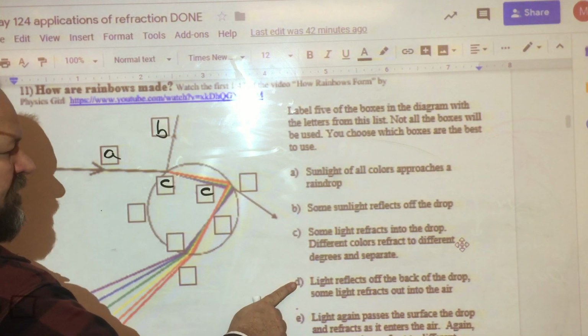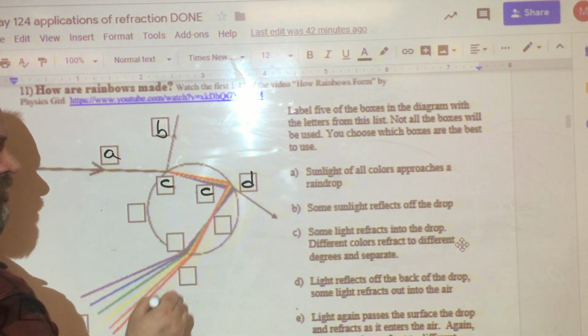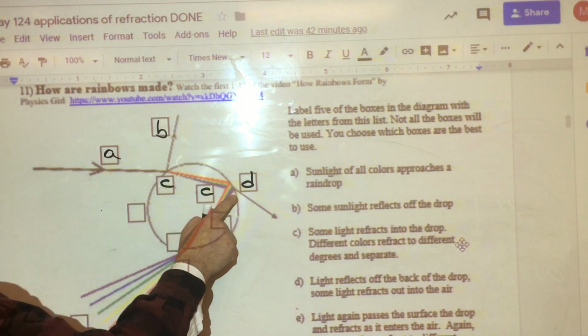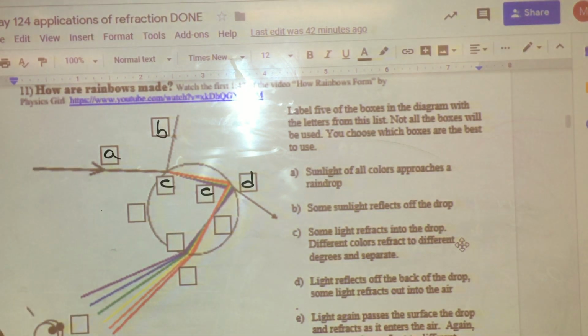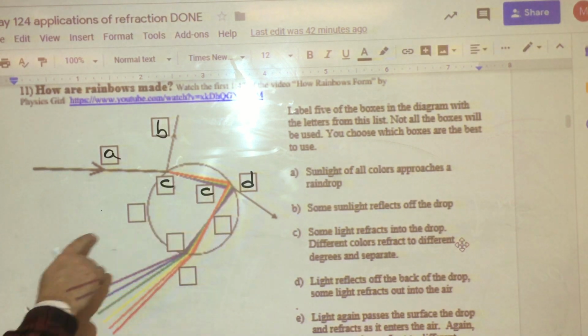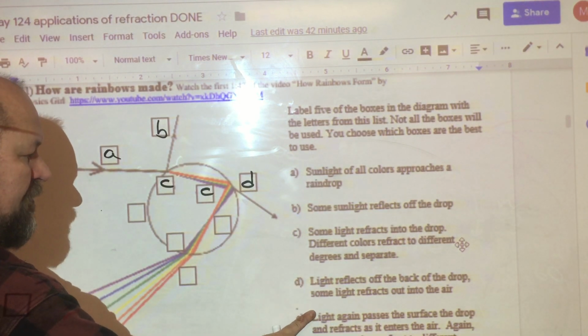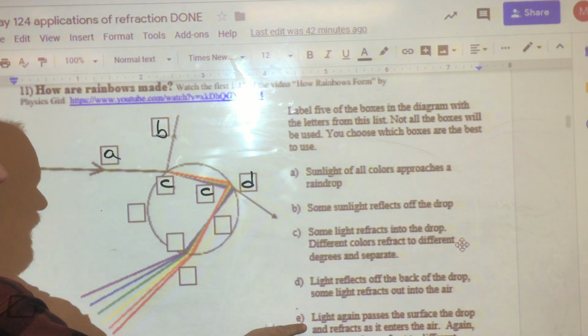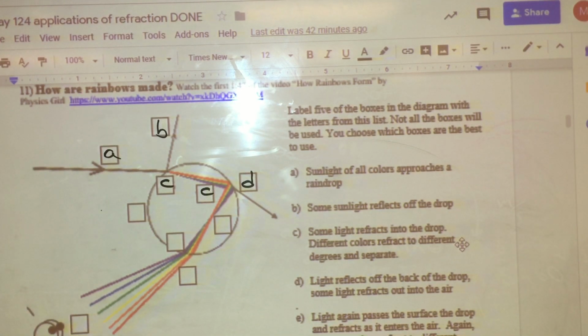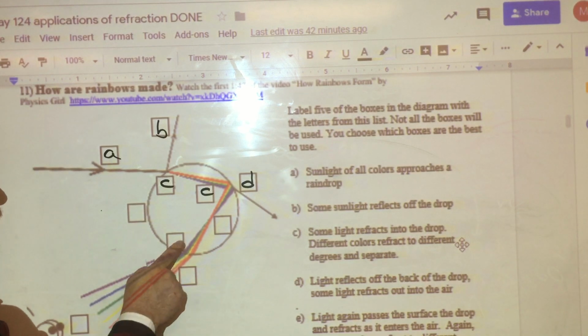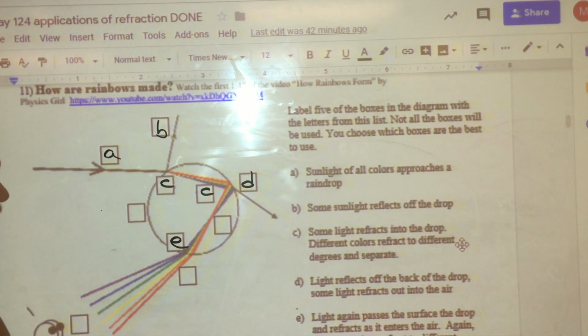Letter D, light reflects off the back of the drop. That's happening right here. Some light refracts out into the air. A little bit goes that way. But we're going to be mainly concerned about the reflection in here. Okay, light reflects off the back. Letter E, light again passes the surface of the drop, and refracts as it enters the air. So that's right here, E. Different colors refract to different degrees, separating away from each other even more. And so now this person here sees blue to violet, blue, green, etc.